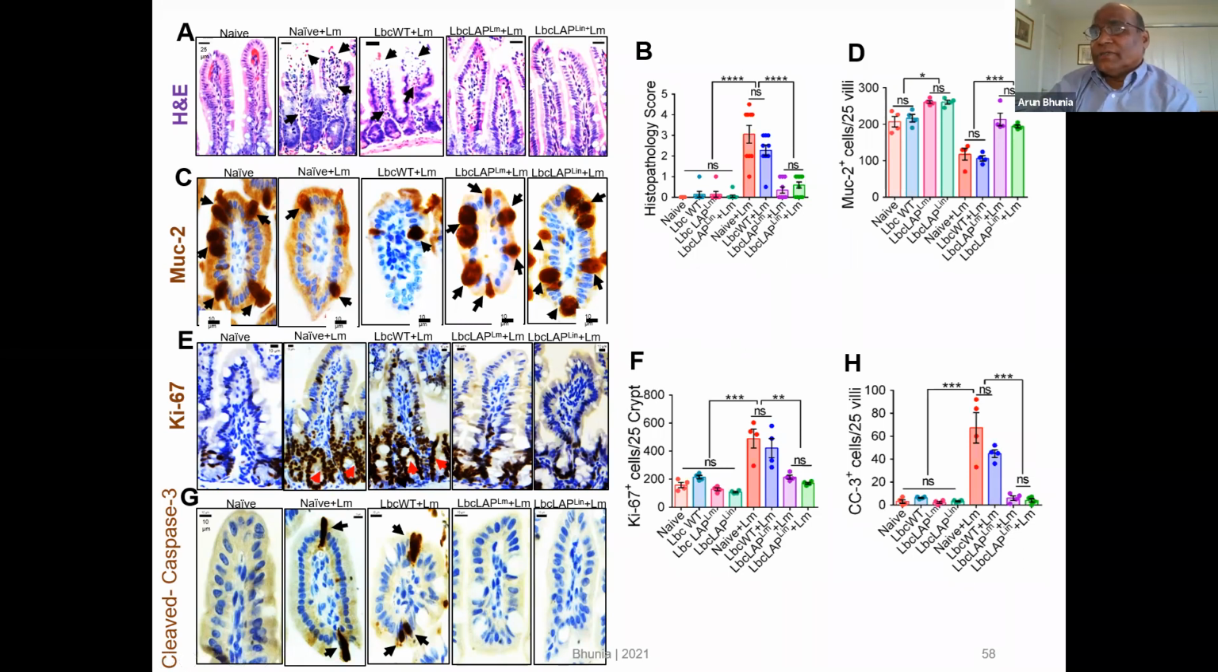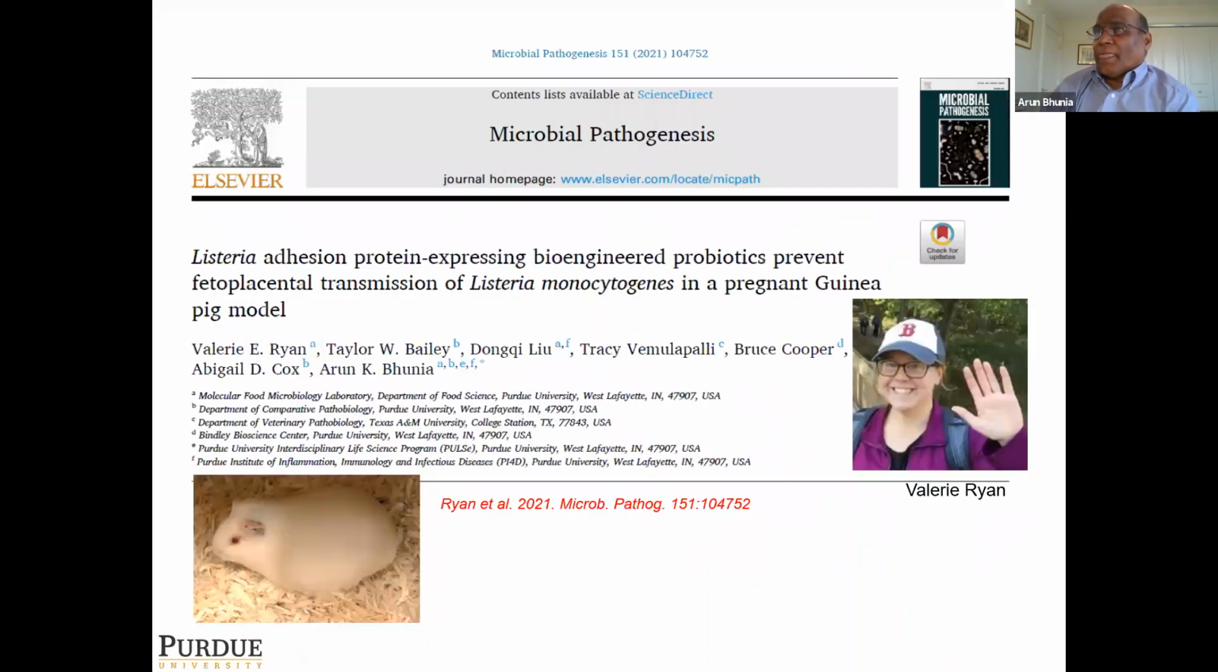Very quickly, I want to tell you a little bit about this. It also prevented fetoplacental transmission of Listeria in the pregnant guinea pig. Valerie, my graduate student, looked at this in the pregnant guinea pig model. We fed the pregnant guinea pig for about 14 days. Then we challenged with LM, and we used a low infectious dose because we were afraid that it might cause abortion, so we would not get any data from those animals. So we had to be careful while designing this experiment.